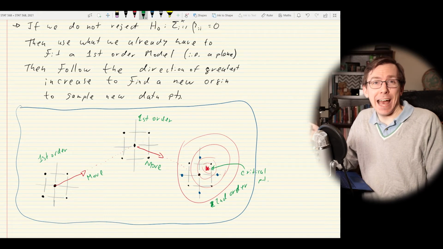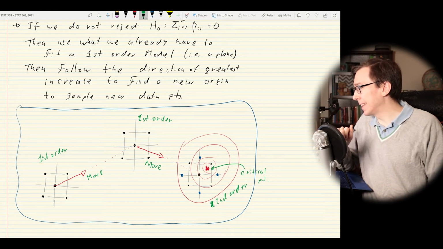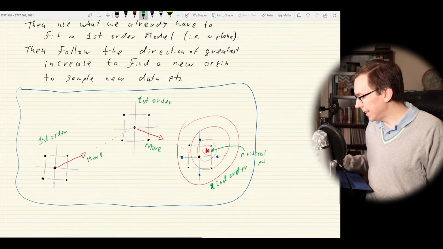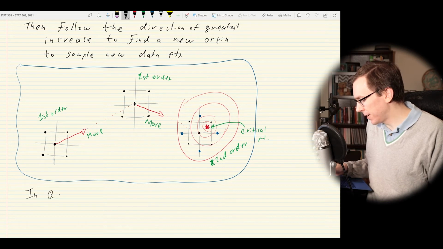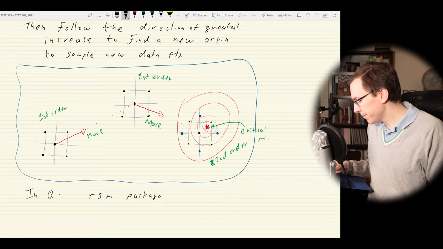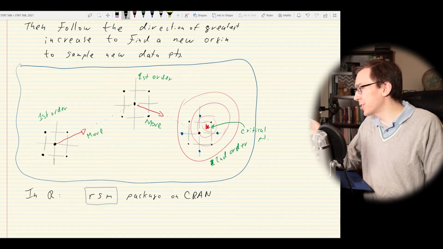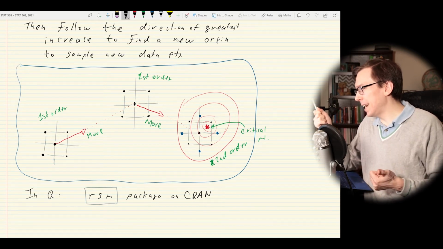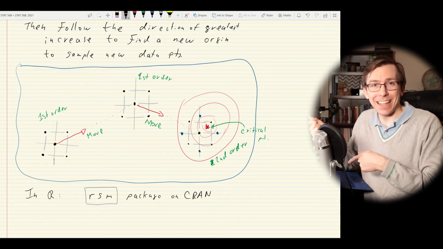But what's even better than talking about an abstract picture is actually doing it in practice. So that's what we're going to do now. We're going to jump into RStudio, and we're going to look at this chemical reaction data set that you can find in the RSM library. Just to write it down in my notes, in R, there is the RSM package on CRAN, the response surface methodology package. It has a really nice function for both coding data and fitting response surfaces to that data. So let's go see how to use that function.